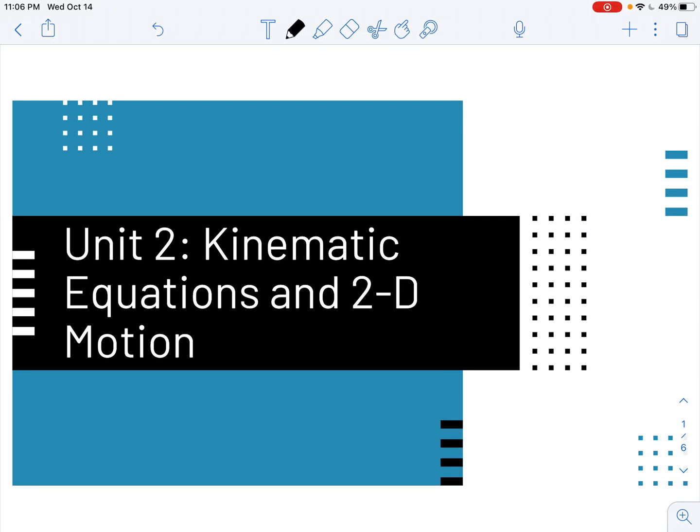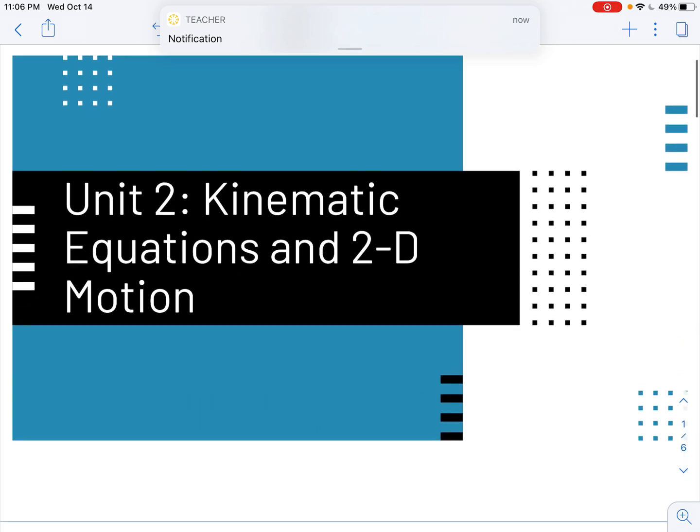Alright class, in today's video we are going to be beginning our second unit of the school year. We're going to be looking at our kinematic equations as well as two-dimensional motion now. So what we're going to focus in on today is how we get these three kinematic equations we'll be using the rest of our unit.